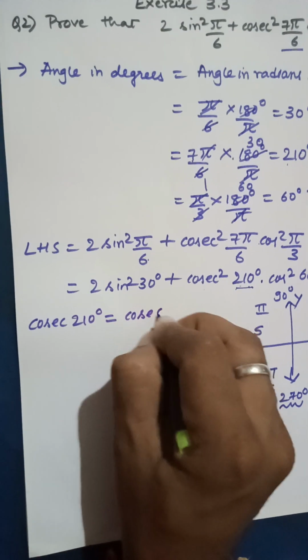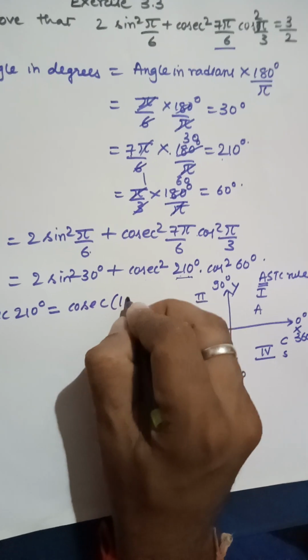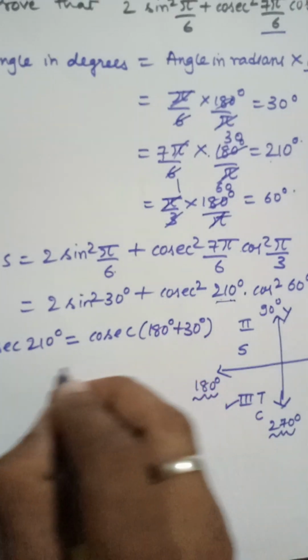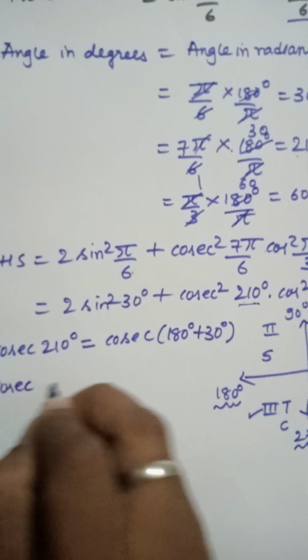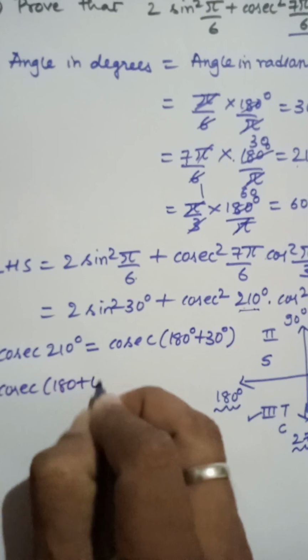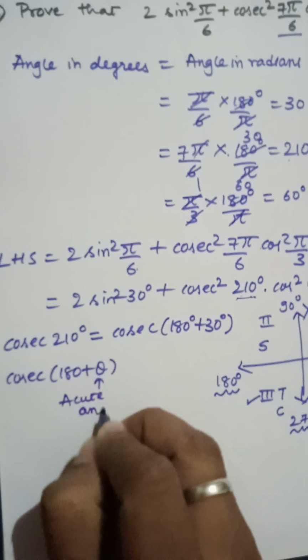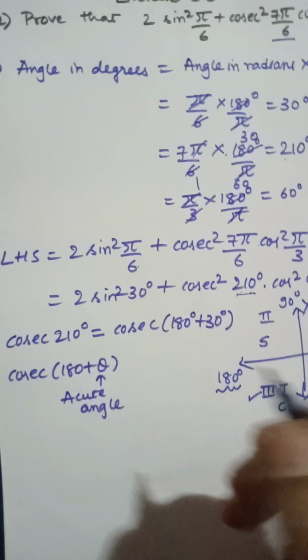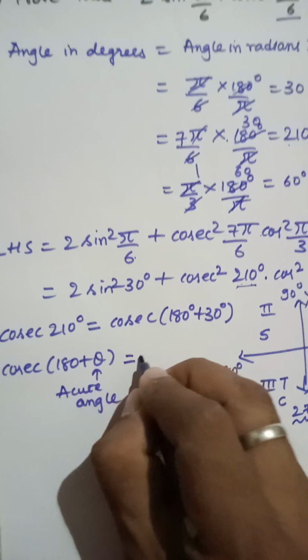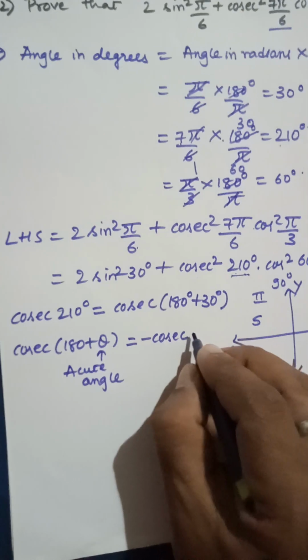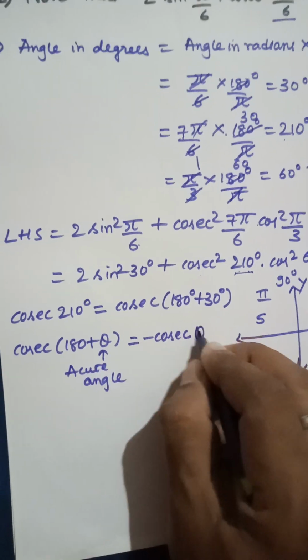Now cosecant, this 210 I can write as 180 degrees plus 30 degrees. So this is cosecant 180 plus theta. Now what is theta? Theta should be an acute angle. Cosecant 180 plus theta will be equal to minus cosecant theta.